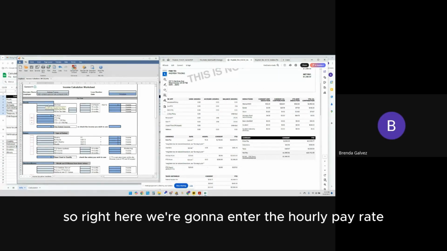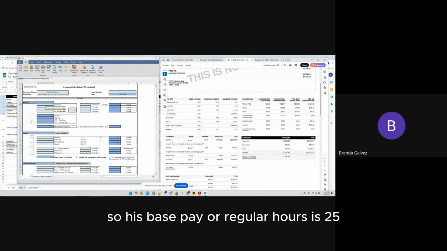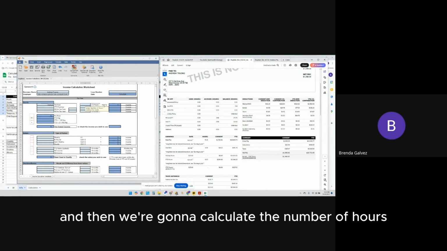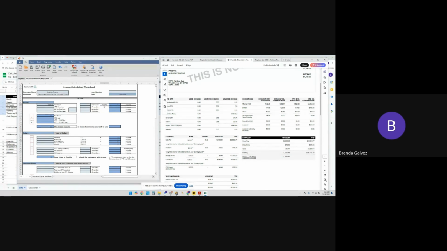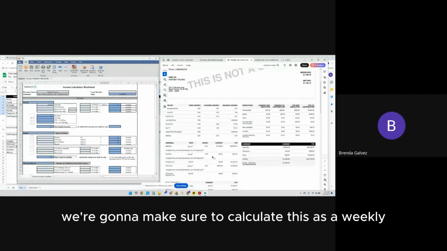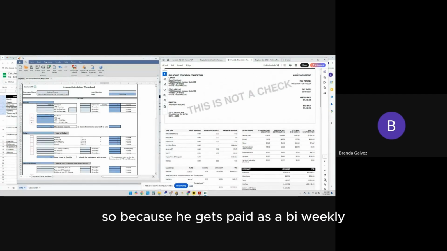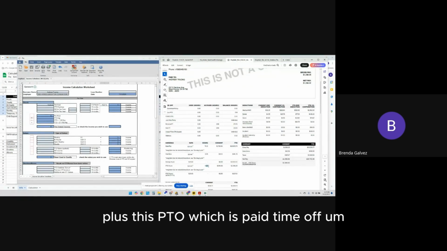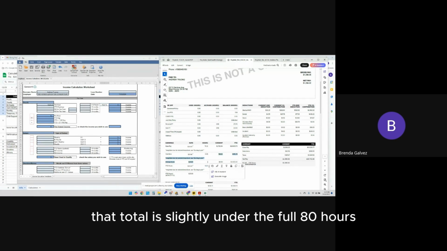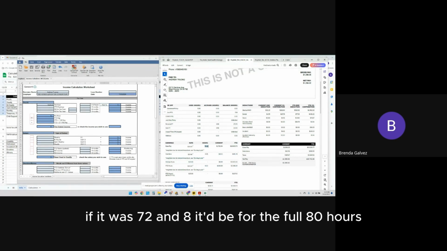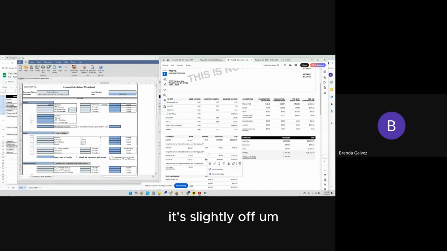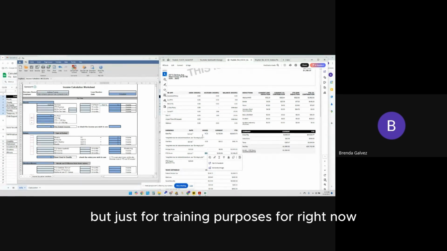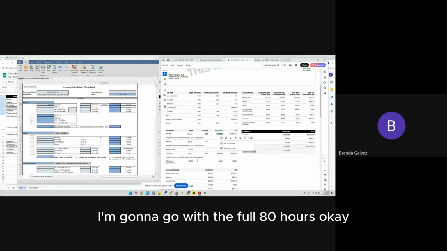Okay. So right here, we're going to enter the hourly pay rate. His base pay or regular hours is 25. And then we're going to calculate the number of hours because this is set for 52 weeks. We're going to make sure to calculate this as weekly. Because he gets paid biweekly, and this is telling us that he's working 71.31 plus this PTO, which is paid time off, that total is slightly under the full 80 hours. If it was 72 and 8, it'd be the full 80 hours. It's slightly off, but just for training purposes for right now, I'm going to go with the full 80 hours, okay?